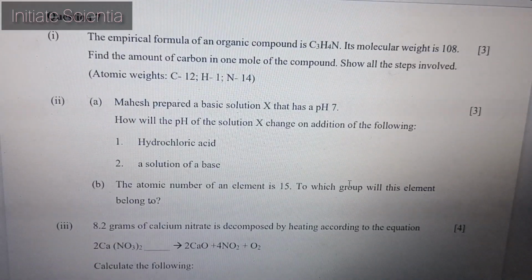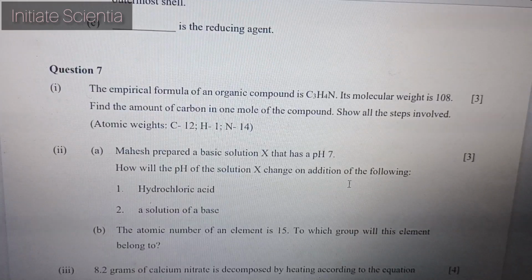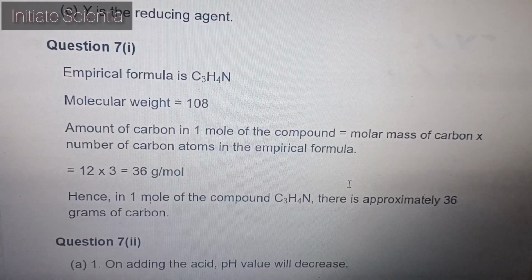The empirical formula of an organic compound is C3H4N. Its molecular weight is 108. Find the amount of carbon in 1 mole of the compound. Show all the steps involved. Atomic weight: C is 12, H is 1 and N is 14.